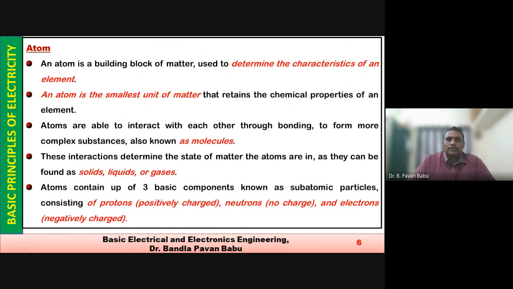Here I have given the key points of whatever discussion I have given, so you can cross check with this. An atom is a building block of matter, used to determine the characteristics of an element. Element, in the sense here, mostly we are preferring copper. Any conducting or semi-conducting material you consider, this is exactly what is happening there. An atom is the smallest unit of matter, and atoms are able to interact with each other, bonding to form complex substances called molecules. This point was already discussed.